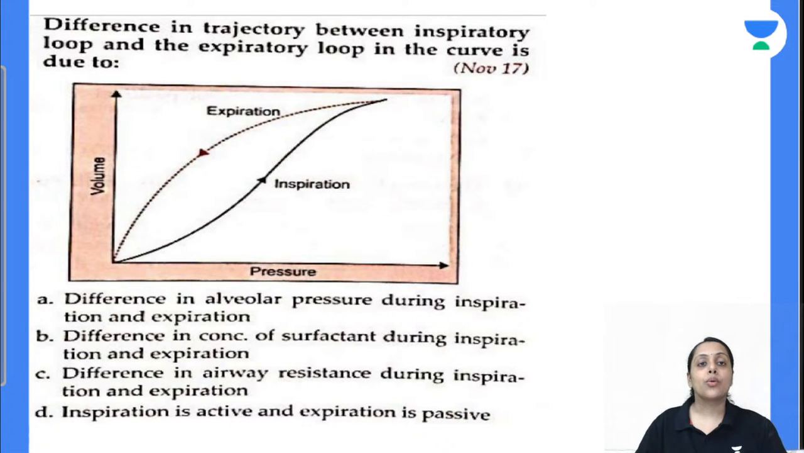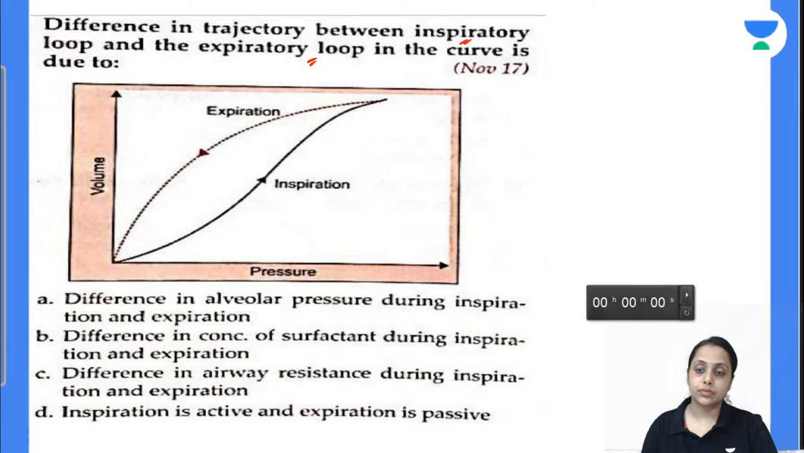Coming to the next one: the difference in trajectory between the inspiratory loop and the expiratory loop in the curve is due to... This is the inspiratory loop. This is the expiratory loop. Option A, difference in alveolar pressure during inspiration and expiration. Option B, difference in concentration of surfactant during inspiration and expiration. Option C, difference in airway resistance during inspiration and expiration. Option D, inspiration is active, expiration is passive. Which of the following is going to explain this difference in trajectory? Everybody answer this question.